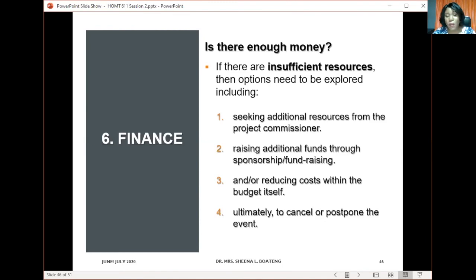Or you could think about taking certain things out of the budget, things that you can do without and not compromise the theme of the event and its successful execution. Or in the event that there's no way you can take certain things out of the budget, and you're finding it difficult to obtain additional resources from the project commissioner, or you yourself are the project commissioner and are finding it difficult to get sponsorship and fundraising, it makes more sense to cancel the event or postpone it till a date where you can actually raise enough finances to fund the event.